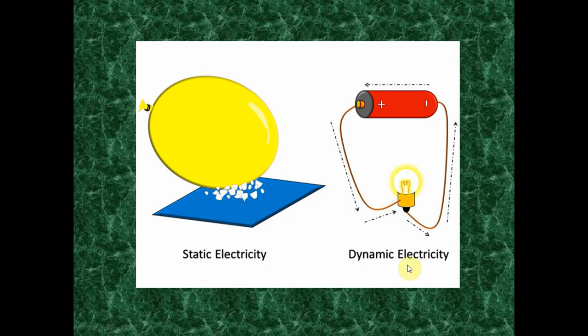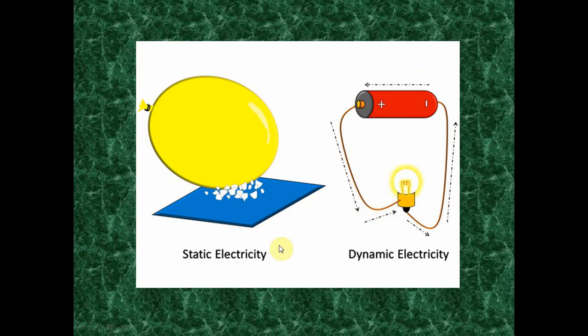But in dynamic electricity, we have to find an electric source of electricity, like here the battery. We have to find a battery to generate dynamic electricity for us. So we use this battery to give us electricity, and this electricity moves inside the wires until it reaches the device, here for example the lamp, and makes it work.